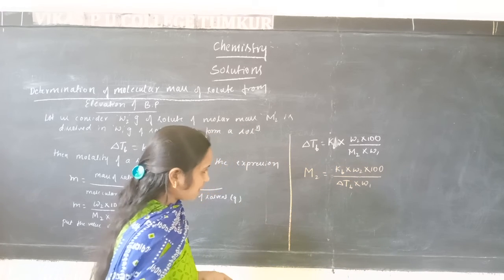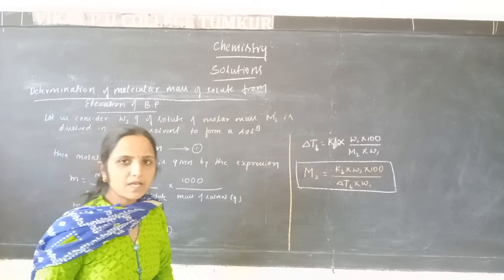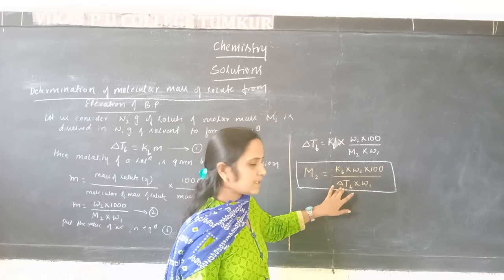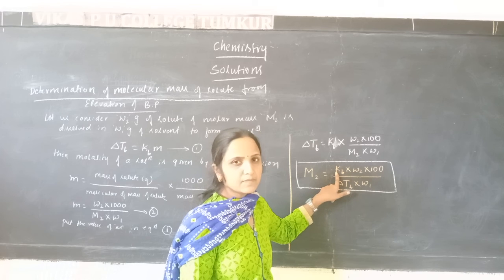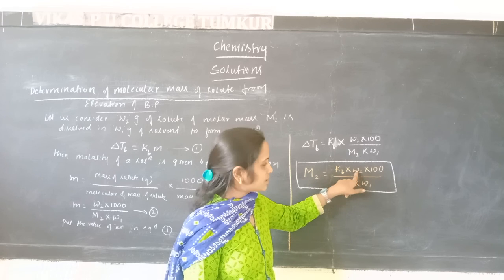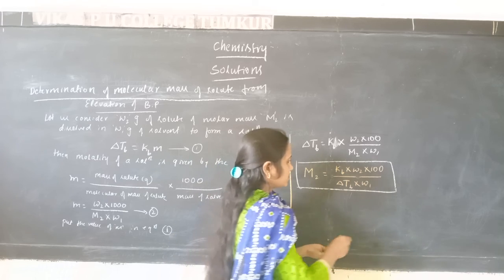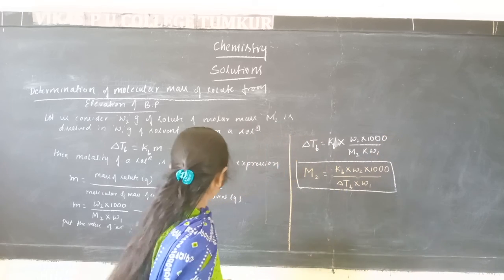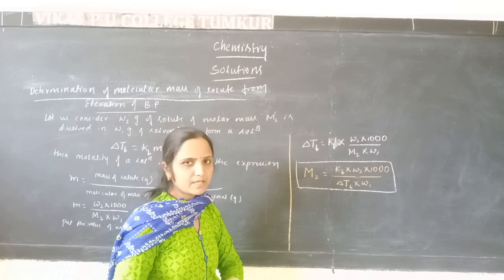By knowing the remaining factors, we can calculate the molecular mass or molar mass of the solute. Here delta TB is the elevation of boiling point, that is the increase in the boiling point. KB is the ebullioscopic constant, the constant for the elevation of boiling point. W2 is the mass of the solute, W1 is the mass of the solvent, then 1000. From this equation, we can calculate the molar mass of the solute.